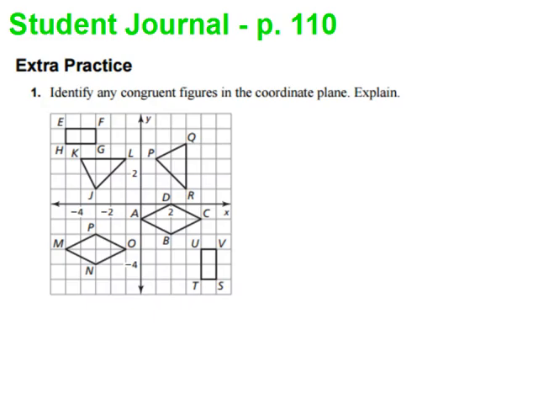Alright, this is the recording for the 4-4 notes for the Big Ideas Math textbook for geometry. Today we are talking about doing different types of reflections and rotations with figures and seeing if they are congruent. This first slide is in the extra practice section of your student journal on page 110. Go ahead and pause the video and see if you can identify which figures are congruent and explain using transformations what moves they made.